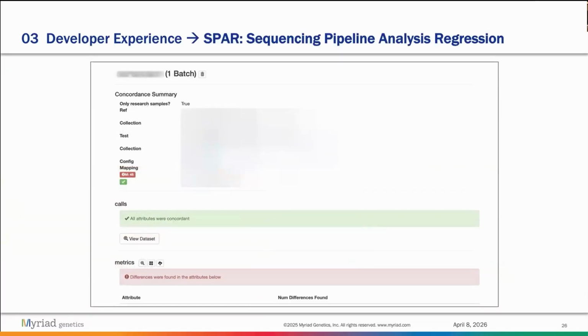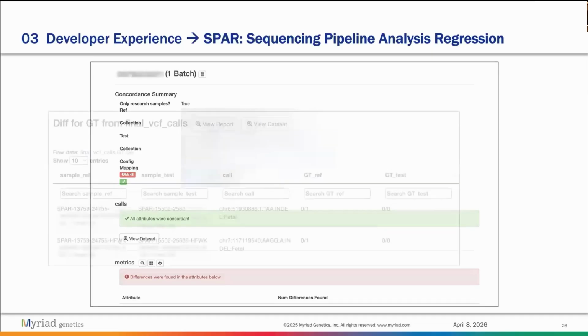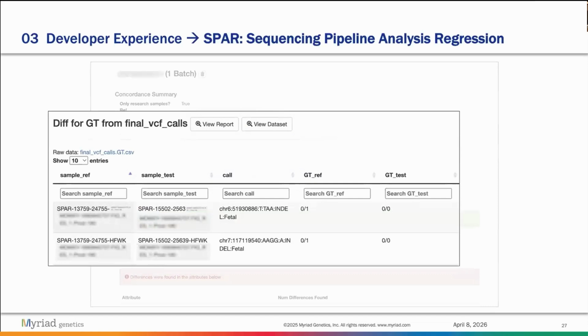This is a screenshot of one of the reports. So in this particular case, all the calls were identical, but there were differences in the metrics, and you can configure exactly what gets compared. But if there were call differences, you can dive in and look at exactly what calls were different. Here, the genotypes were different for 2 different calls in the VCFs.